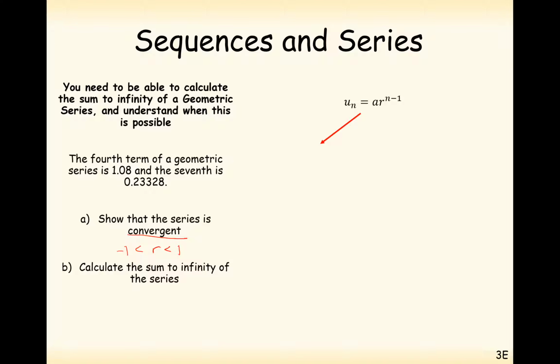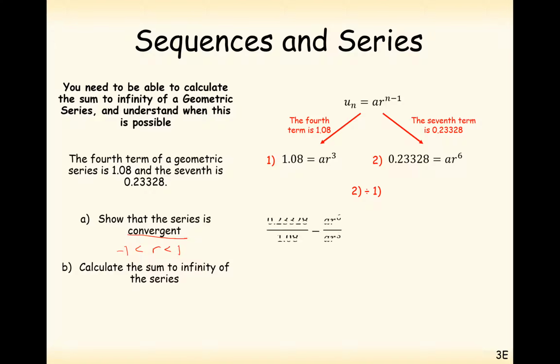So what we need to do first is work out a and r. We know that the fourth term, or in other words ar to the power of 3, is equal to 1.08, and we know the seventh term, or in other words ar to the power of 6, is equal to 0.23328. Now if you remember a couple of videos ago, the way that we solve these two simultaneous equations is to divide the equation on the right hand side by the equation on the left hand side. So effectively equation 2 divided by equation 1.